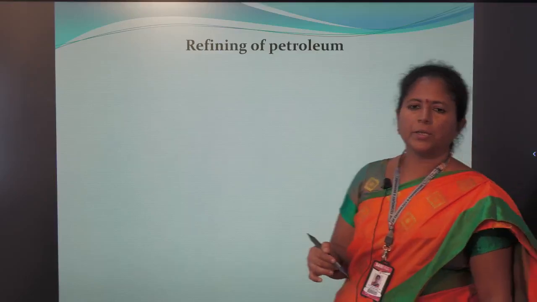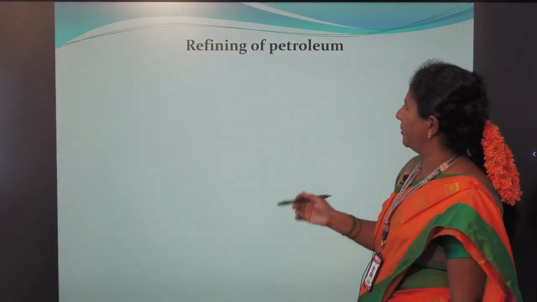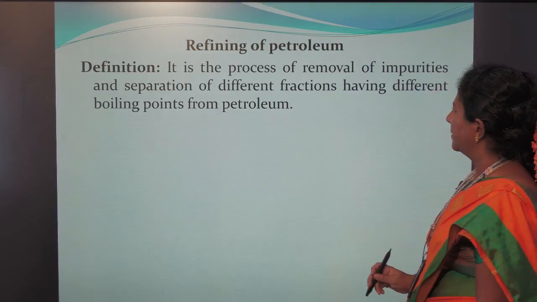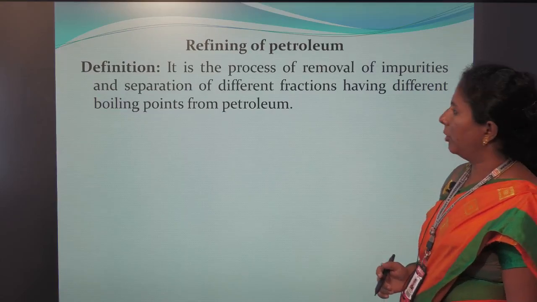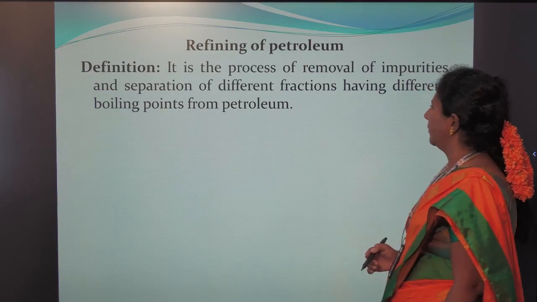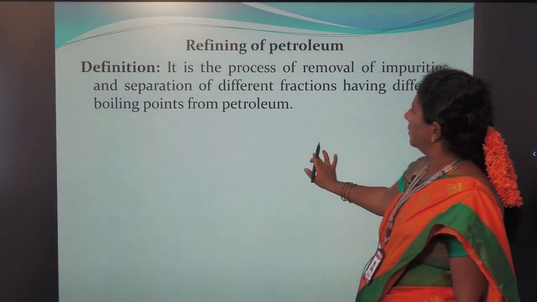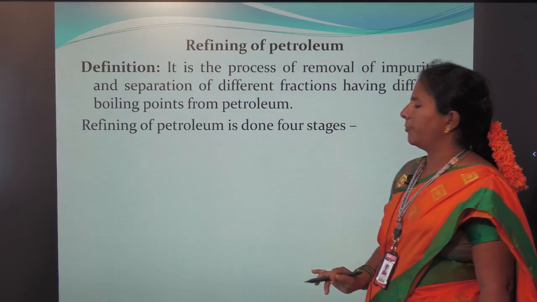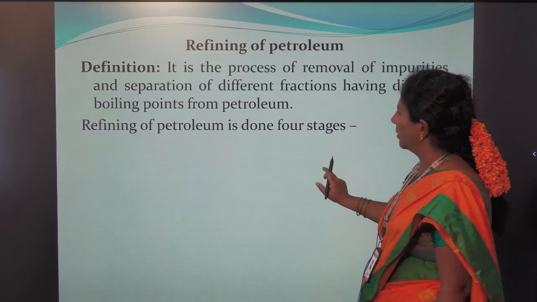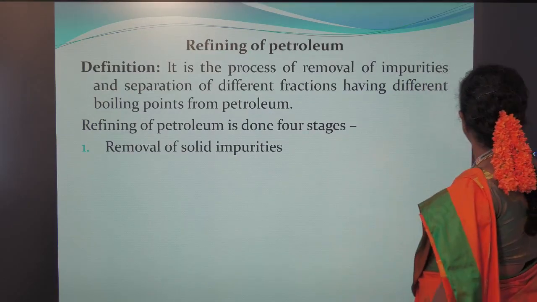So after collecting the crude oil from the earth's crust, we have to carry out the refining process. Refining of petroleum is the process of removal of impurities and separation of different fractions having different boiling points from petroleum. This refining of petroleum is done in 4 stages. First stage is removal of solid impurities.